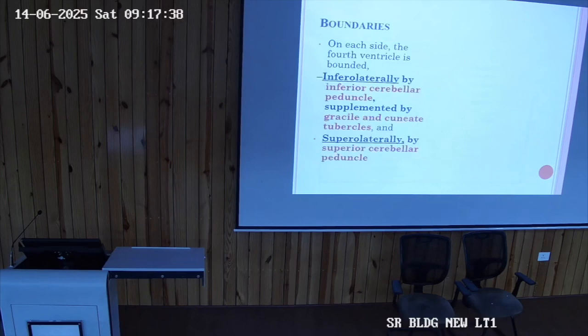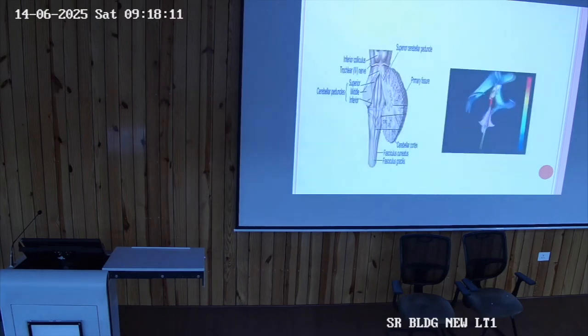So what are the boundaries of the fourth ventricle? Inferolaterally there is the inferior cerebellar peduncle, which is supplemented by the gracile and the cuneate tubercles. Tubercles are formed because of the nuclei. When the fasciculi are terminating into the nuclei, that will form a tubercle. And superolaterally, the boundary is formed by the superior cerebellar peduncle. So these will be forming the boundaries.